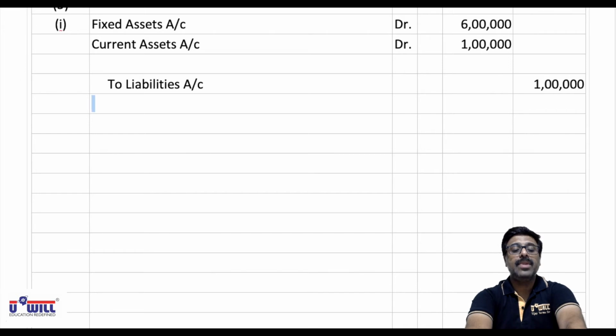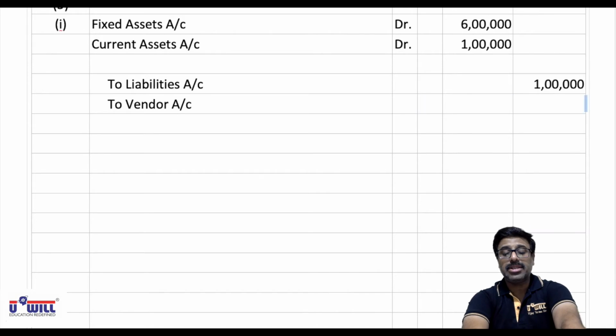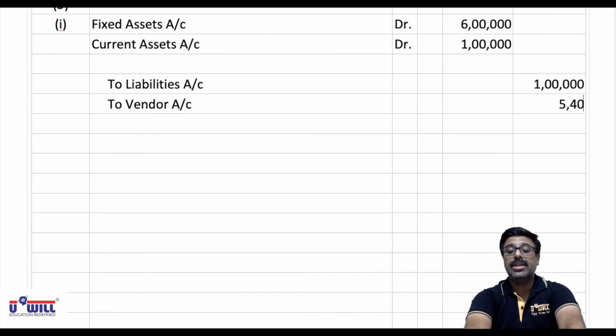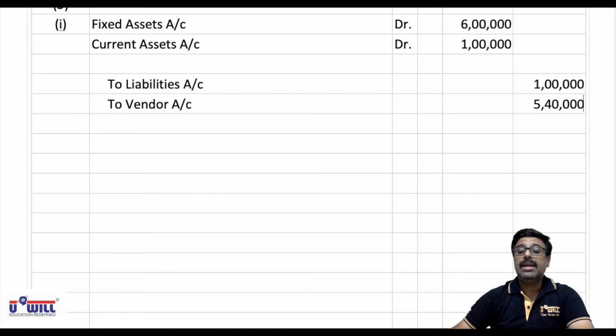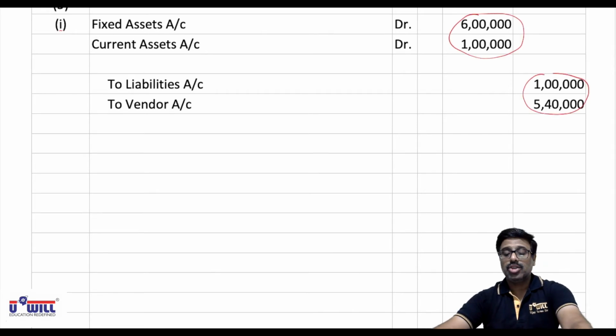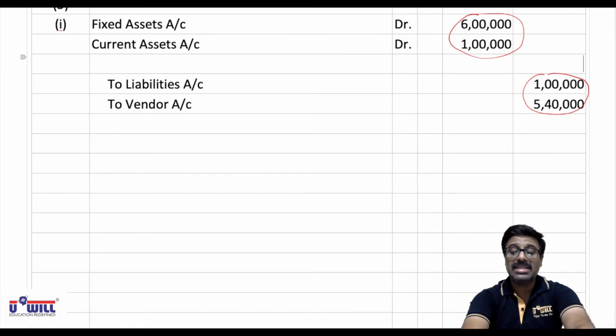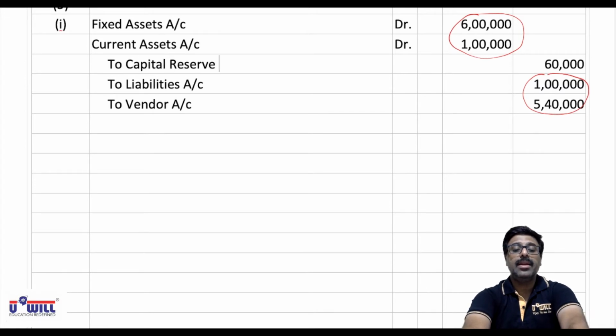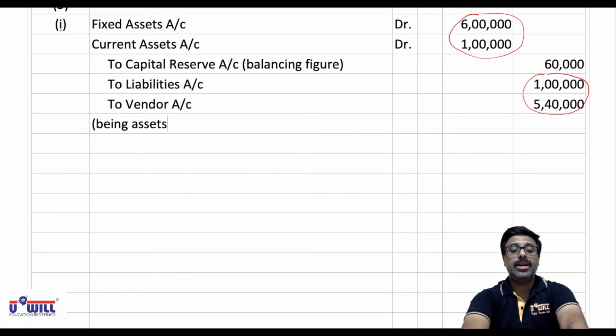And the amount payable to the vendor, credit the payables. Now what is the purchase consideration payable to the vendor? 5,40,000. Now see, debit is 7 lakhs, credit is 6,40,000, credit is less. So what balancing figure remains in the credit column? 60,000. That we will credit to capital reserve account, in bracket balancing figure, being assets and liabilities acquired.